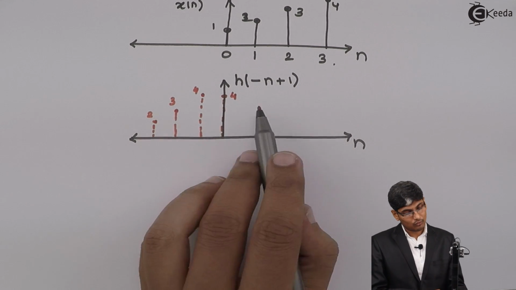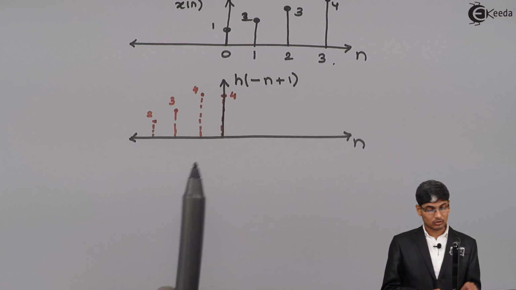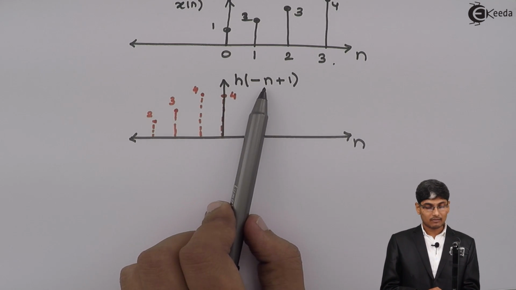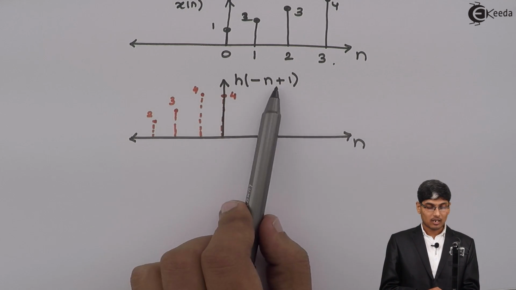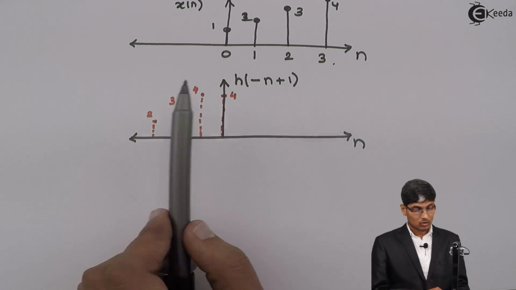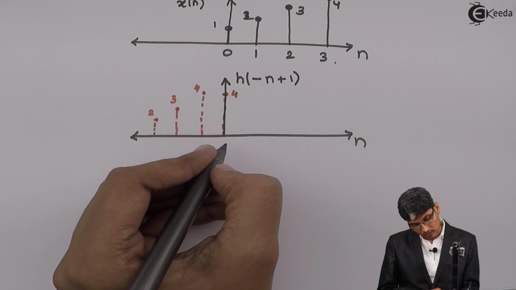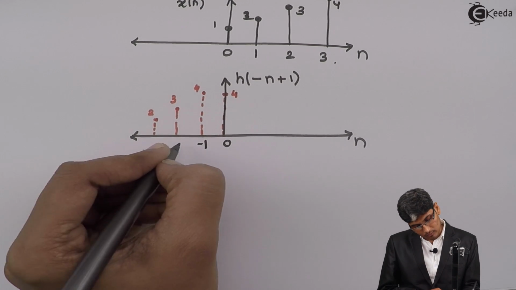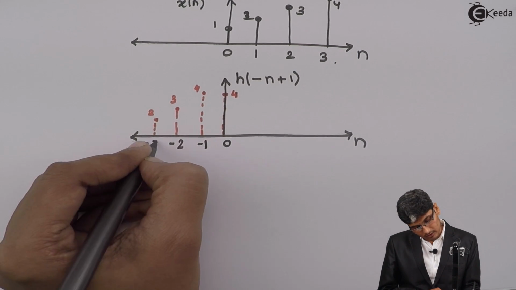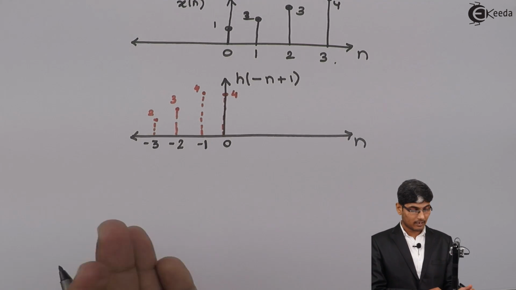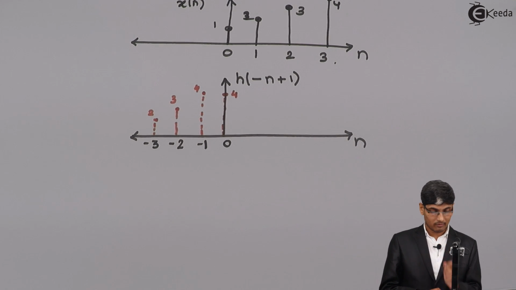So, I have 4, 4, 3, 2 as my h of minus n. I will shift that signal by a value of 1. So, when I shift that signal, the first instant, this is my n is equal to 0, this is n is equal to minus 1, this is n is equal to minus 2, and this is n is equal to minus 3. Now, I have to shift that signal by 1 value.